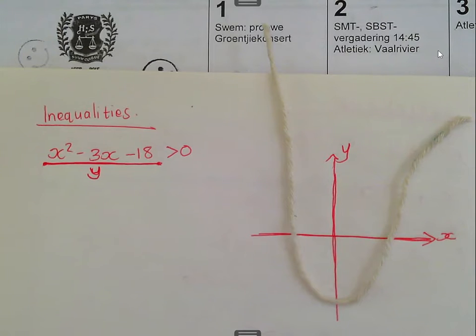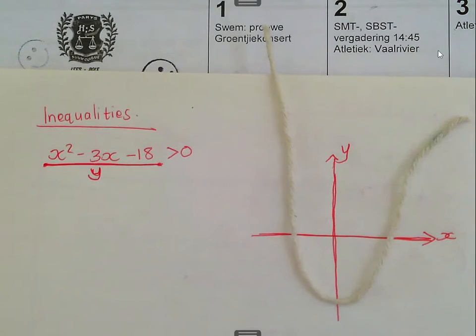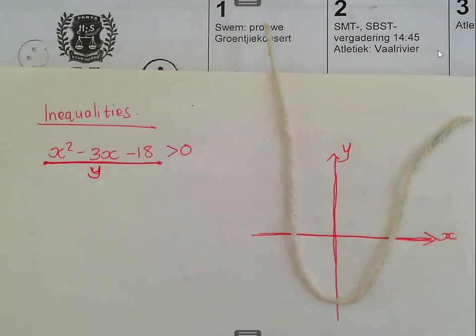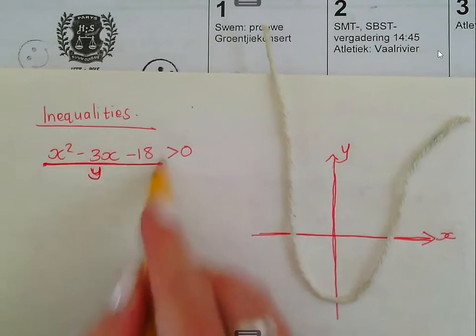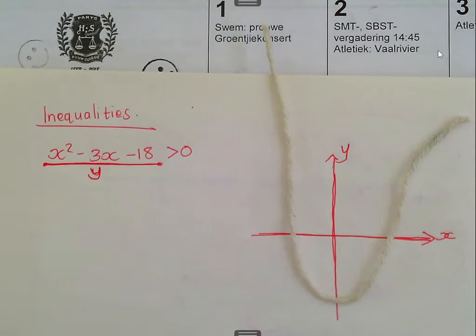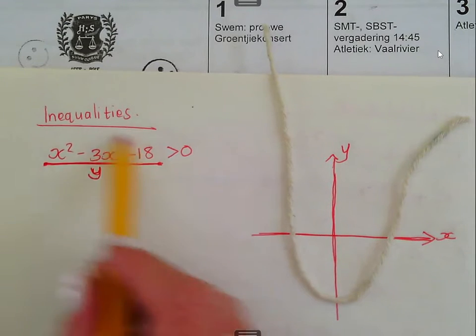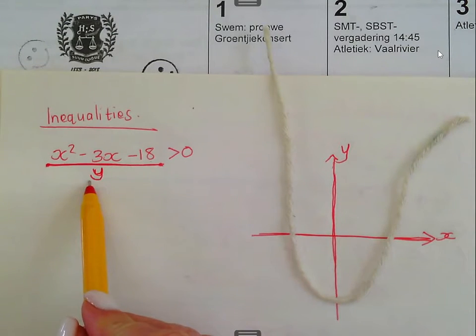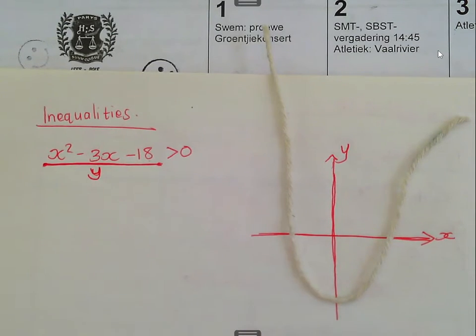Now, if I give you this sketch and I ask you this question, can you see where this function will be greater than 0, where it will be positive? So I'm not asking where X is positive. I'm asking you where the function is Y. Where is it positive?